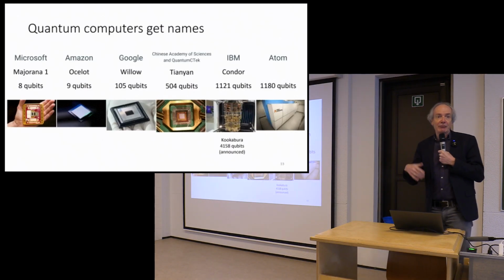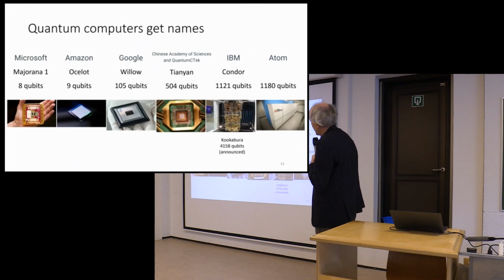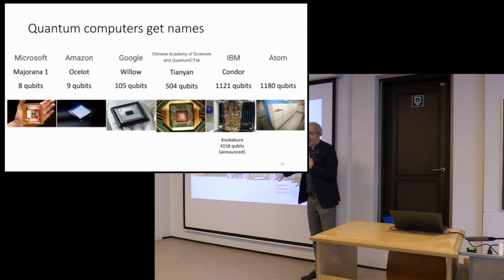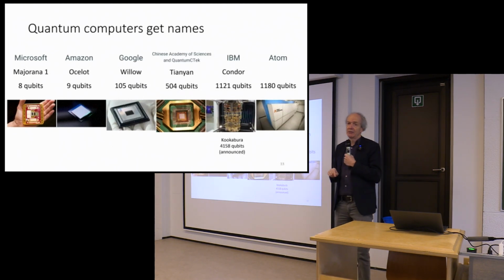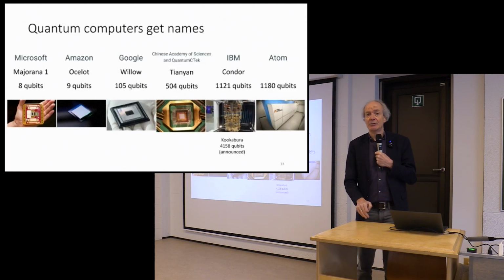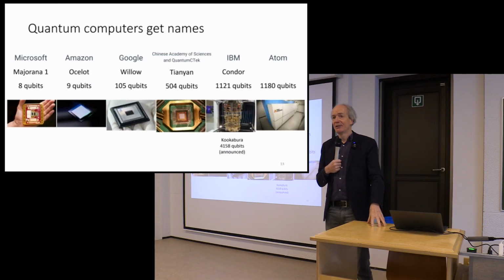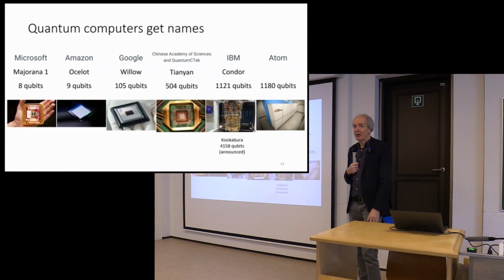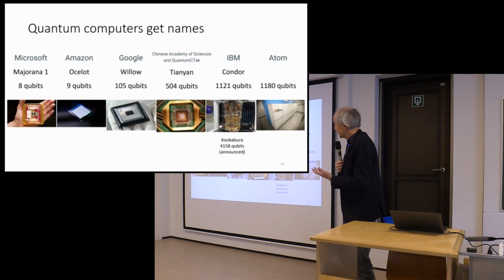And of course, now you give your computer a name, cool names, like Majorana. Microsoft has 8 qubits, Amazon has 9, Google has 100, and IBM and Atom have the most. But if you talk to the experts, the most powerful one at this moment is actually Google Willow, the one announced a few months ago, because it's not only about qubits, it's also about noise, and about how long it stays stable. More or less, all the others have lots of noise or are very short-lived, and can't do anything really useful. And this may change.